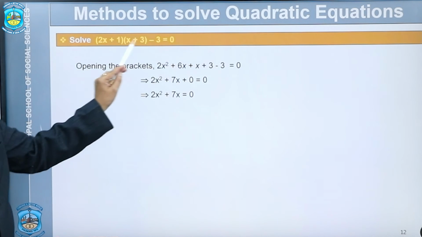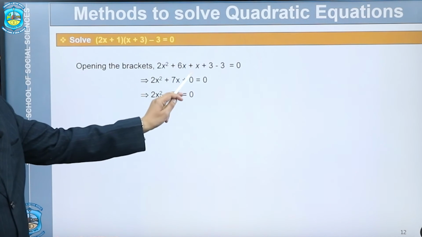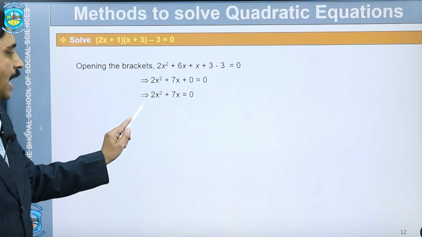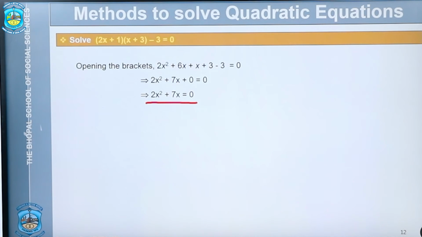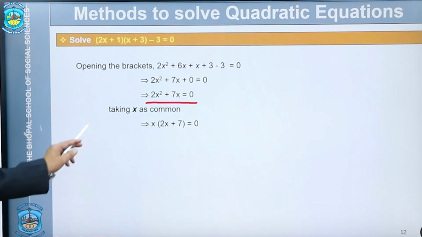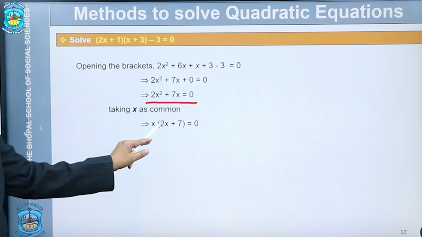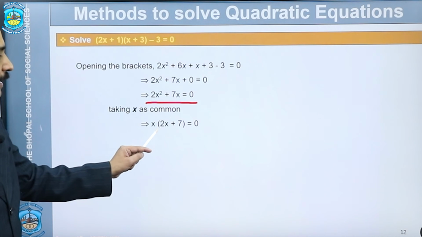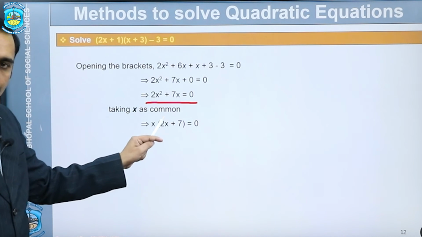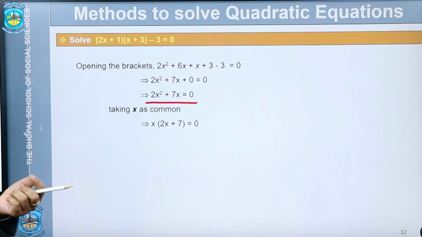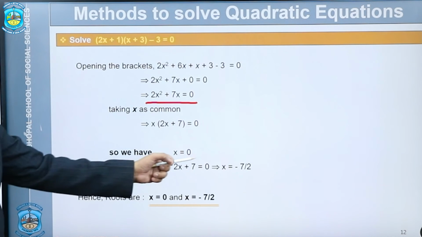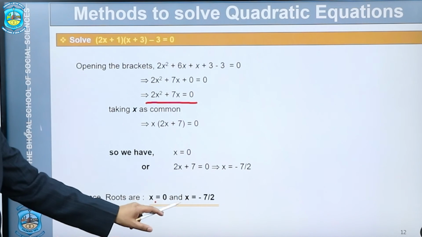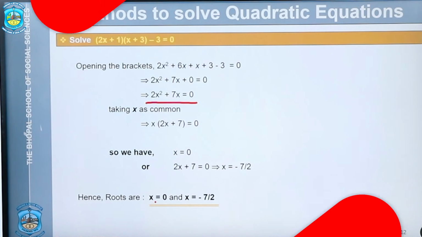On opening the brackets, we have 2x square plus 6x plus x plus 3 minus 3 is equal to 0. On solving further, we have 2x square plus 7x is equal to 0. Now here, taking x as common, we have x times (2x plus 7). If we equate x to 0, the answer is 0. If we equate the second term to 0, we get 2x plus 7 is equal to 0. That means the value of x is equal to minus 7 by 2. Hence we have two roots. The first root is x equal to 0. The second root is x equal to minus 7 by 2.